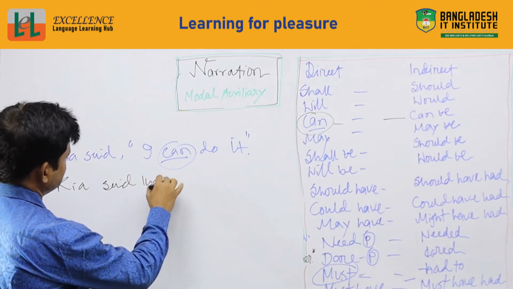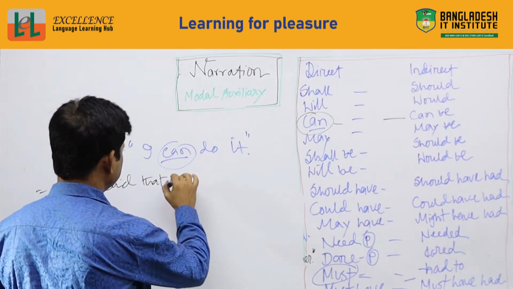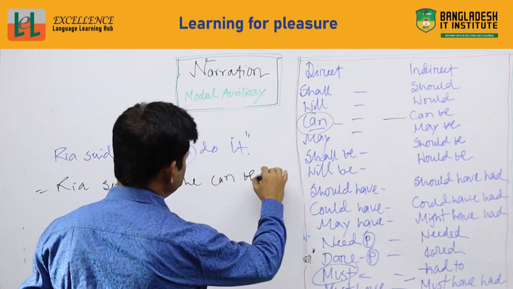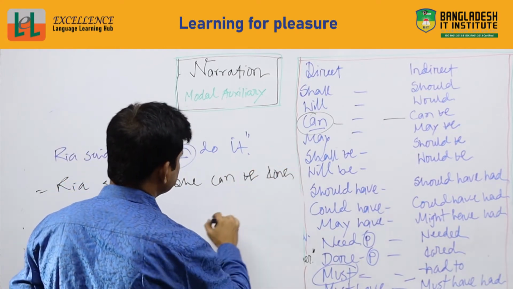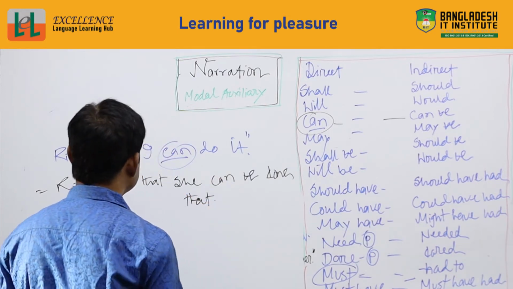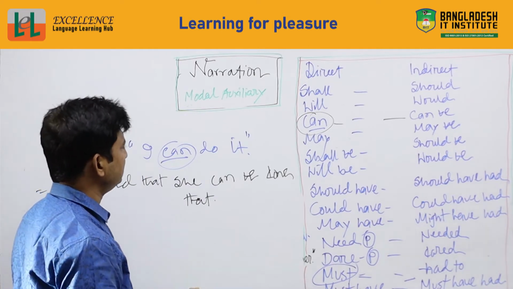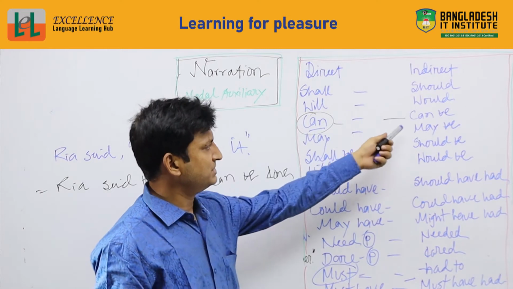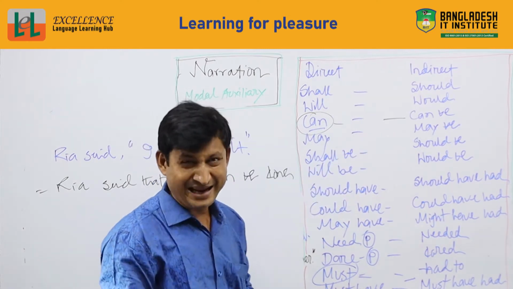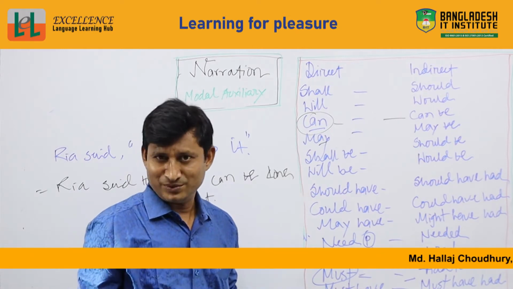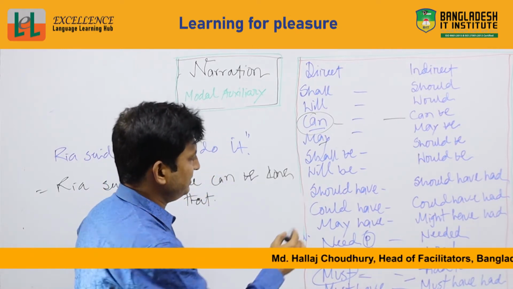Ria said that she can be done that, right? So if you get can, it will be changed to can be. If you get may, it becomes maybe. Well, so thank you so much.